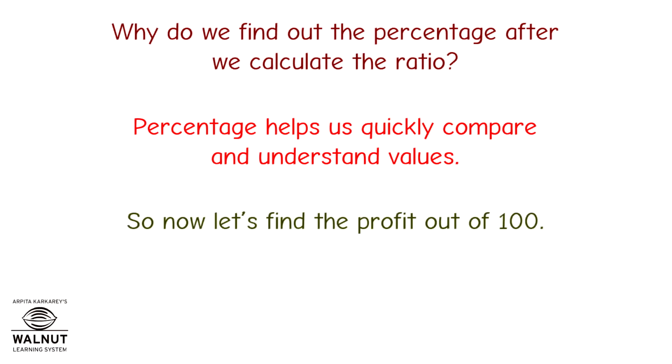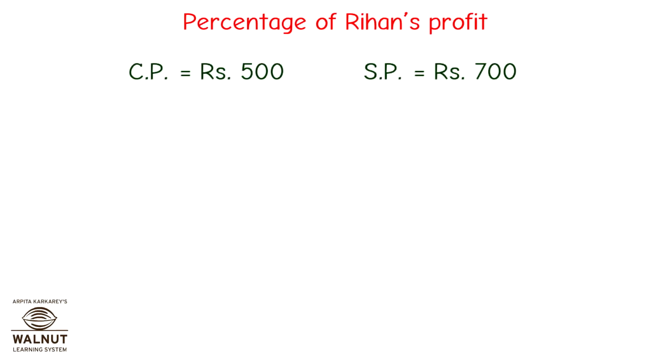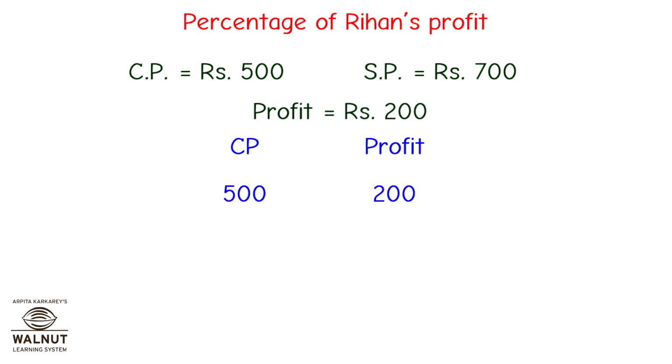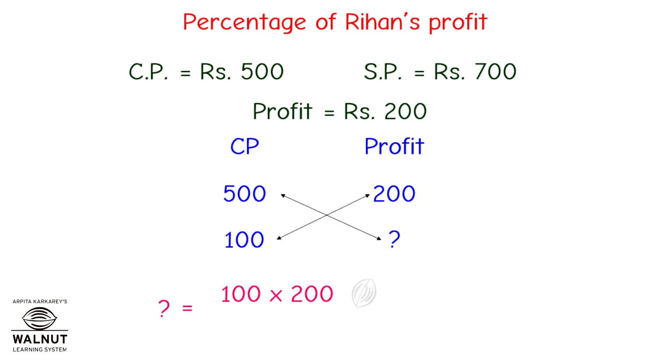So now, let's find the profit out of 100. Percentage of Rihan's profit. For rupees 500 cost price, profit is rupees 200. For rupees 100 cost price, what is the profit? You know the cross multiplication technique. We will use the same. Now, the pair with no question mark becomes the numerator. The number in the pair with the question mark becomes the denominator. When you solve the fraction, you get the value for the question mark. Doing cross multiplication, we get question mark is equal to 100 into 200 divided by 500.